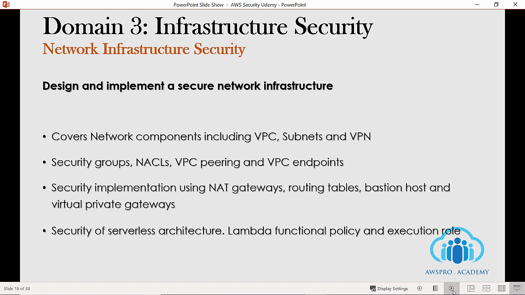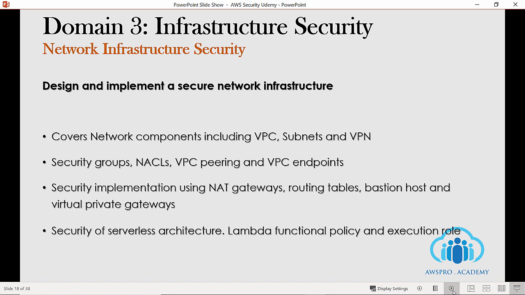The second section is design and implement a secure network infrastructure. This is one of the largest sections since it involves various networking components including VPCs, subnets, and VPN. You should have strong understanding of security groups, NACLs, VPC peering, and VPC endpoints. In addition, you should know NAT gateways, routing tables, bastion host, and virtual private gateways, and relevant use cases and how they can help to improve the security of your VPC.